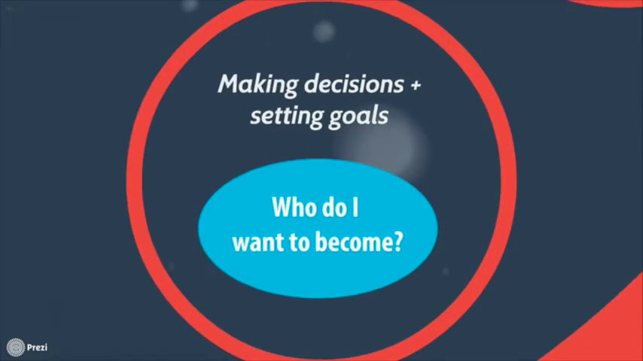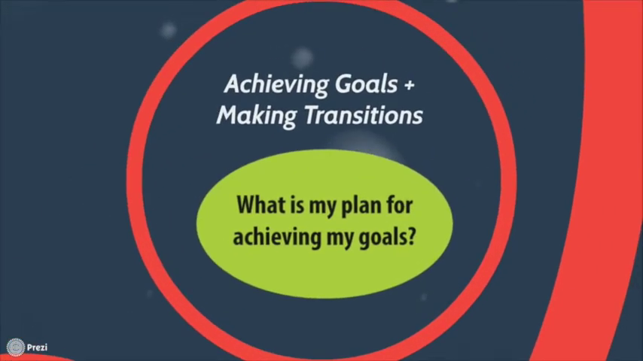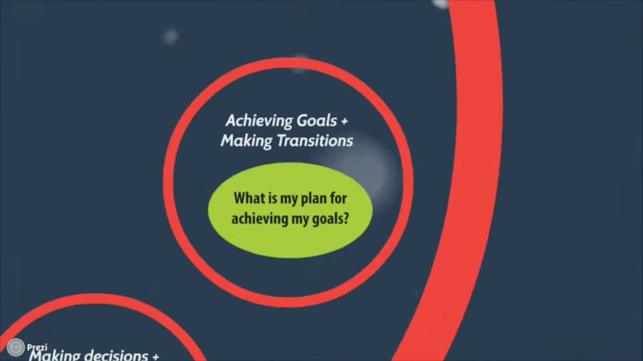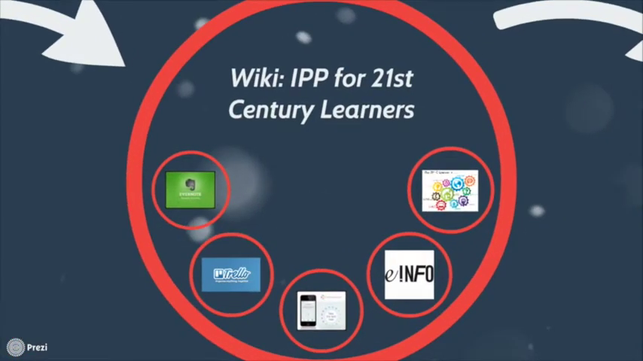The next step is really about making decisions and setting goals. Who do they want to become? And the 4th step of the inquiry process is achieving their goals and making their transitions. So what is their plan for achieving their goals? These 4 steps are used as the framework for the Individual Pathway Plan.